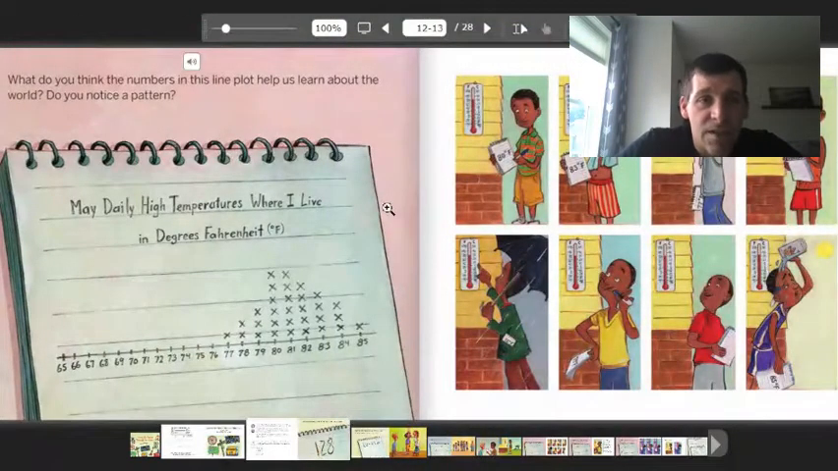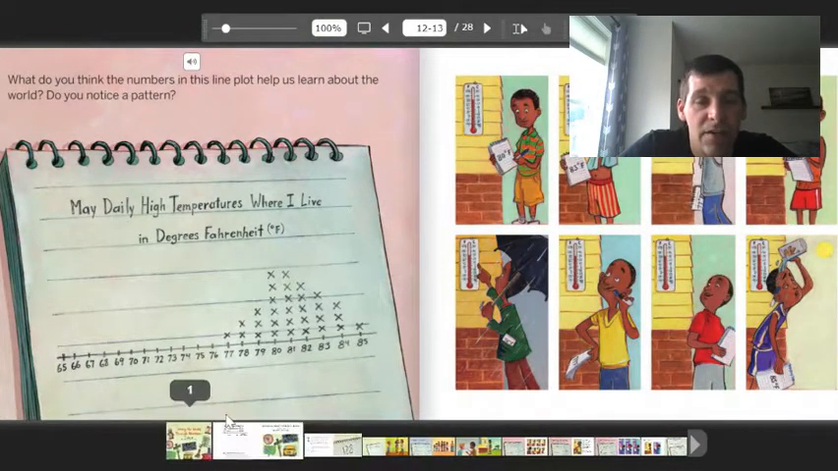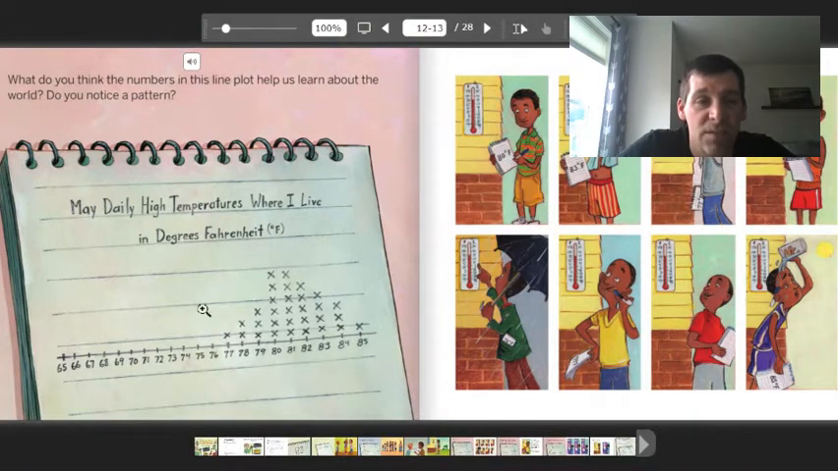What do you think the numbers in this line plot help us learn about the world? Do you notice a pattern? Do you notice anything as we're talking about the May daily high temperatures? So the highest temperature in the day for all of the days in May where this kid lives. And there's one time he's pouring water on himself. What does that tell us?